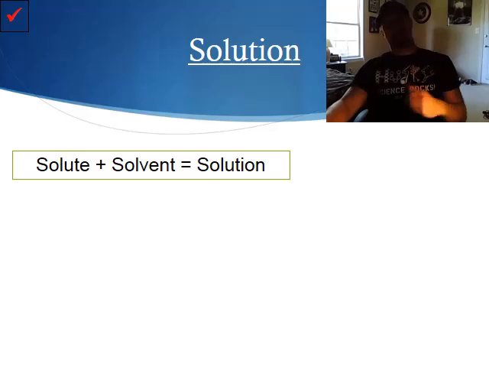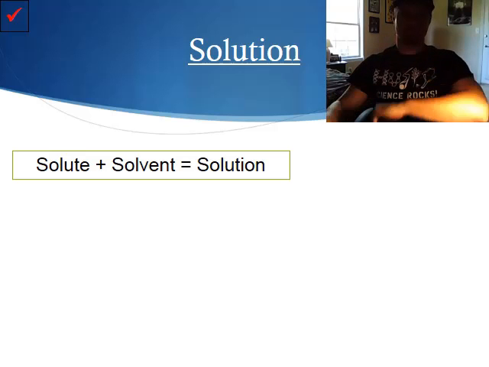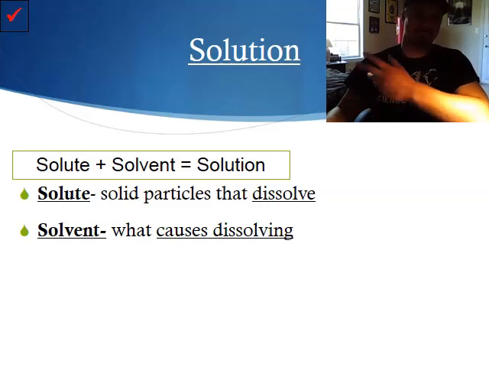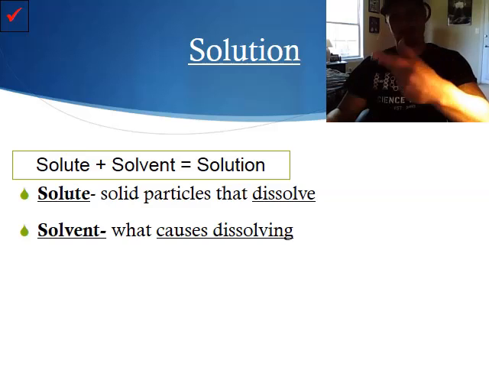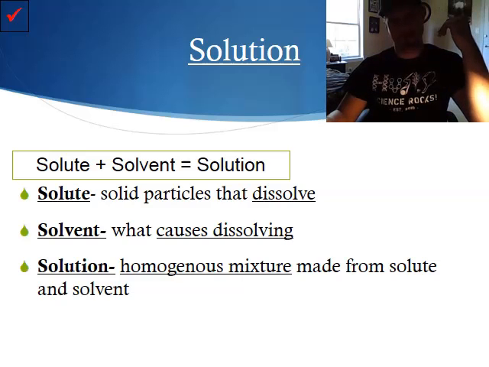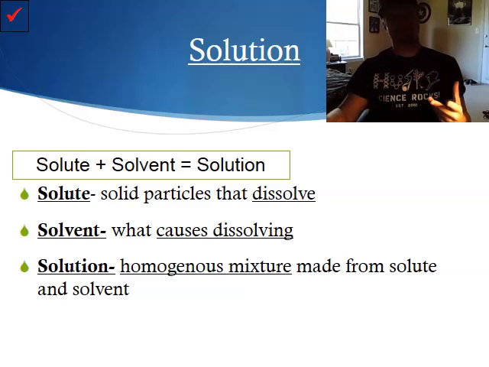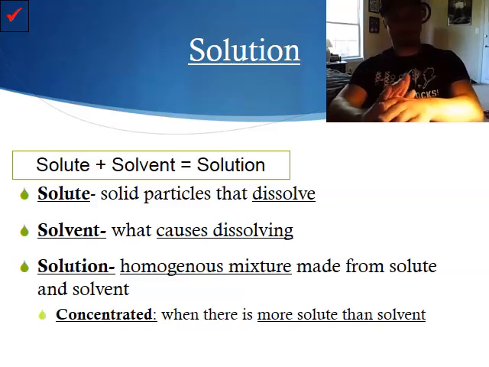So, a solute plus a solvent gives us a solution. So we need two parts, right? The solute, these are the solid particles that dissolve. The solvent is what causes the dissolving. So the solute is what's being dissolved, the solvent is what's doing the dissolving. And a solution is a homogeneous mixture made from the solute and solvent. So that means we can no longer separate the two.